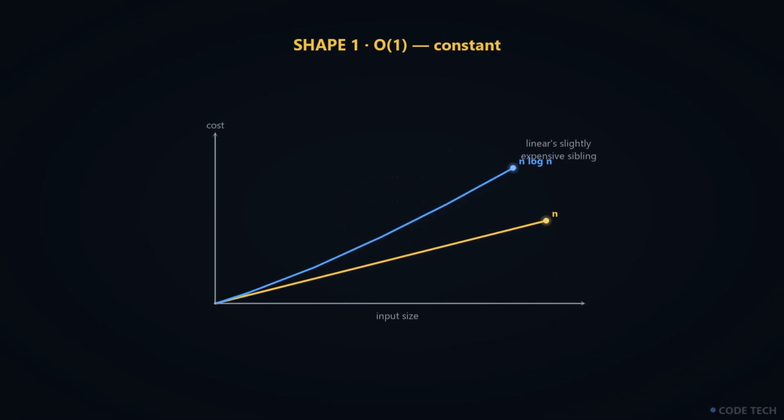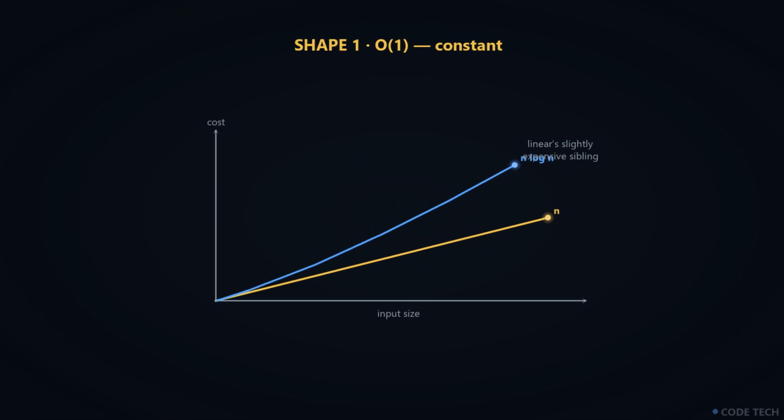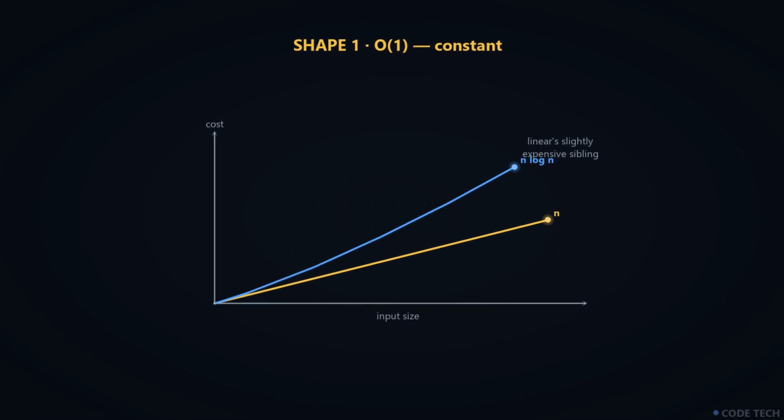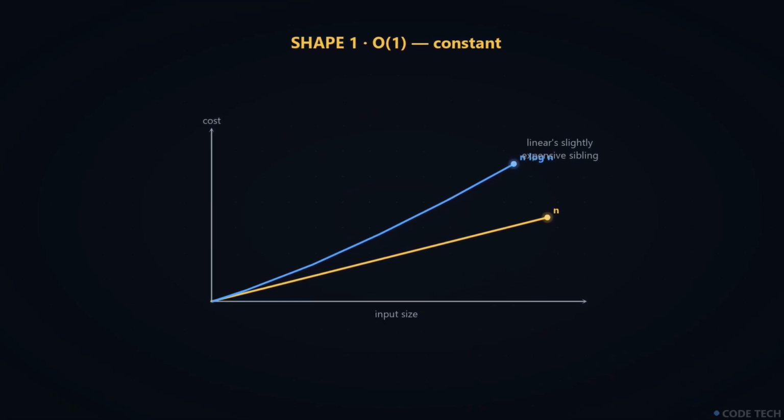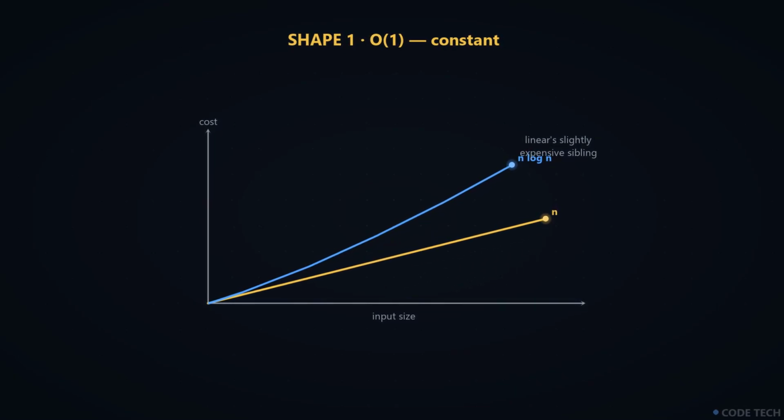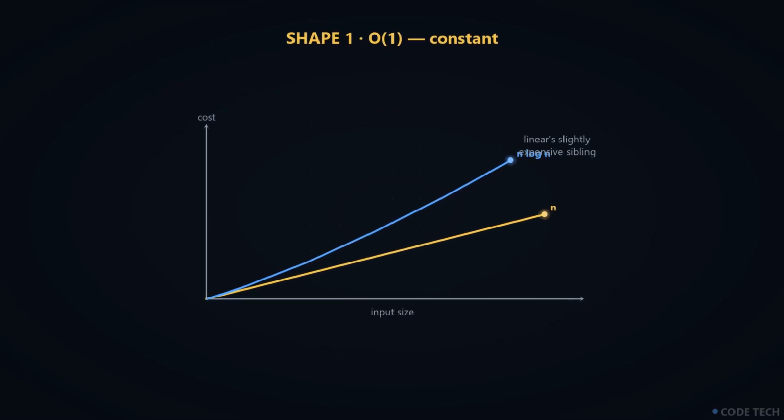Between linear and quadratic lives a hybrid you'll meet constantly. O of n log n: do a halving process, but pay a full linear pass at each level. It hugs the linear lines so closely you can barely tell them apart on a chart, just slowly drifting up. Every serious sorting algorithm lives here, and we'll see in a minute why none of them can do better.